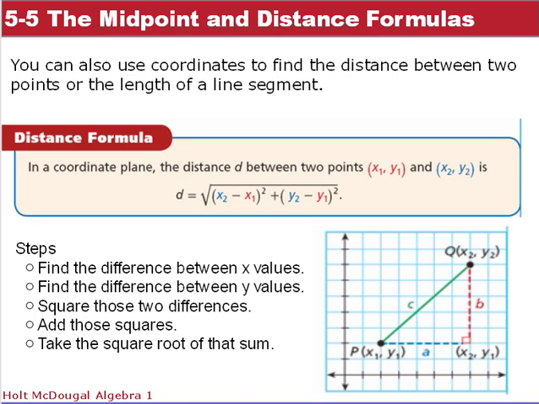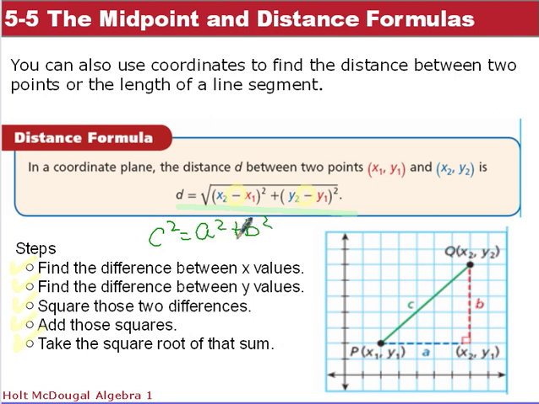Now let's move on to the distance formula. The distance formula, think of the Pythagorean theorem. If you remember that, the distance formula is distance equals the square root of the difference of the x-coordinates squared plus the difference of the y-coordinates squared. Again, remember this is the difference. Midpoint is addition, this is subtraction of the coordinates. So the steps are: find the difference between the x values, find the difference between the y values, square the two differences, add them together, and then take the square root. And this is because this is like the Pythagorean theorem where c squared equals a squared plus b squared.